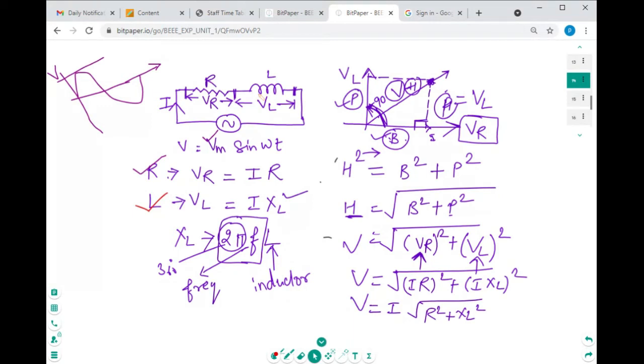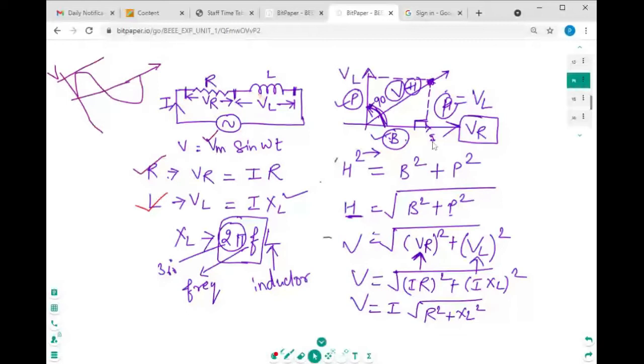Because there is a 90-degree phase difference right here, the voltage across the inductor will lead. But across the resistor there is no phase difference. Current and voltage will remain the same.